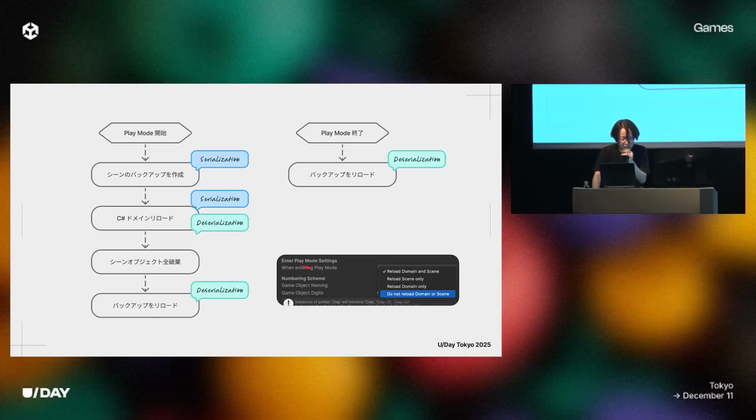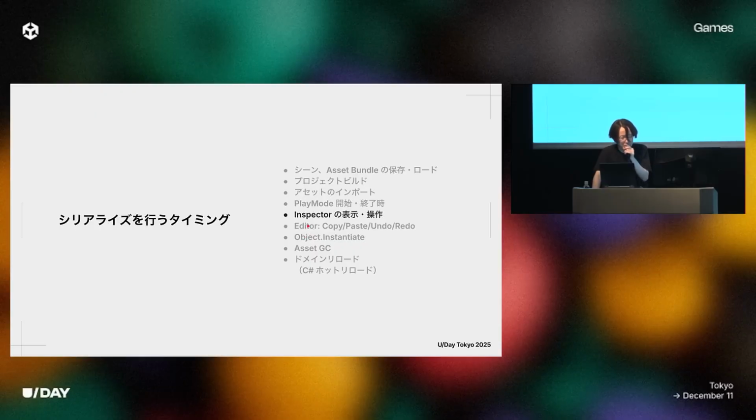In editor settings under Enter Play Mode settings, if you choose not to reload the domain or scene, you can skip those steps. Otherwise, serialization runs a lot of times. Serialization also drives inspector display and editing. As I mentioned earlier, the inspector reads and writes values through an unmanaged path without using reflection, and that relies on serialization. Serialization is also used for editor actions like copy and paste, undo and redo. Serialization handles nearly all state saving and restoration.